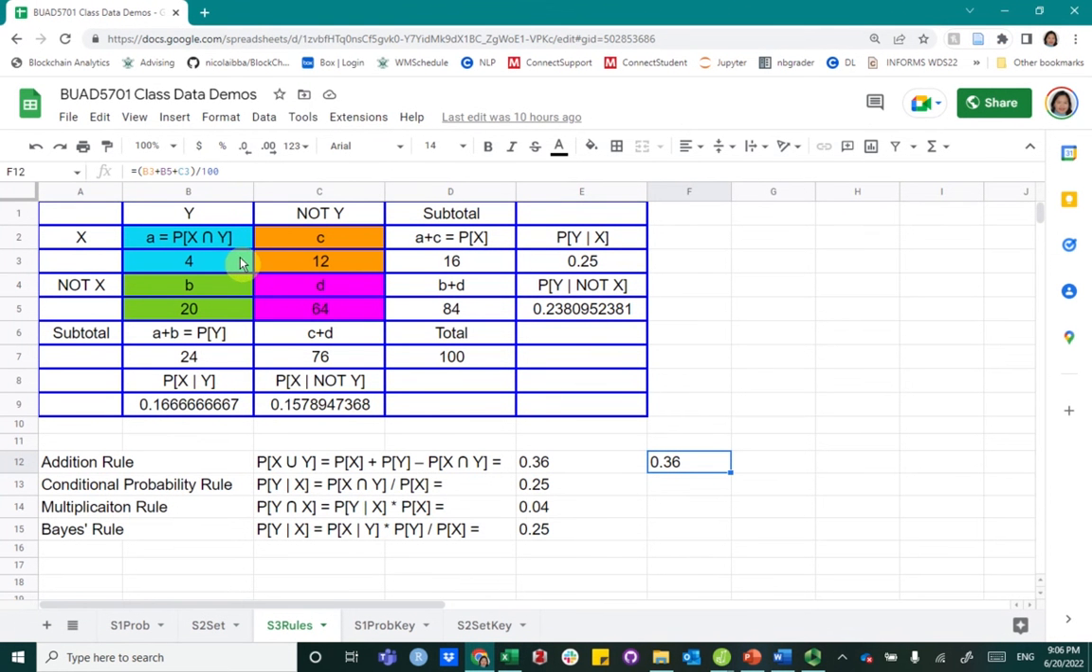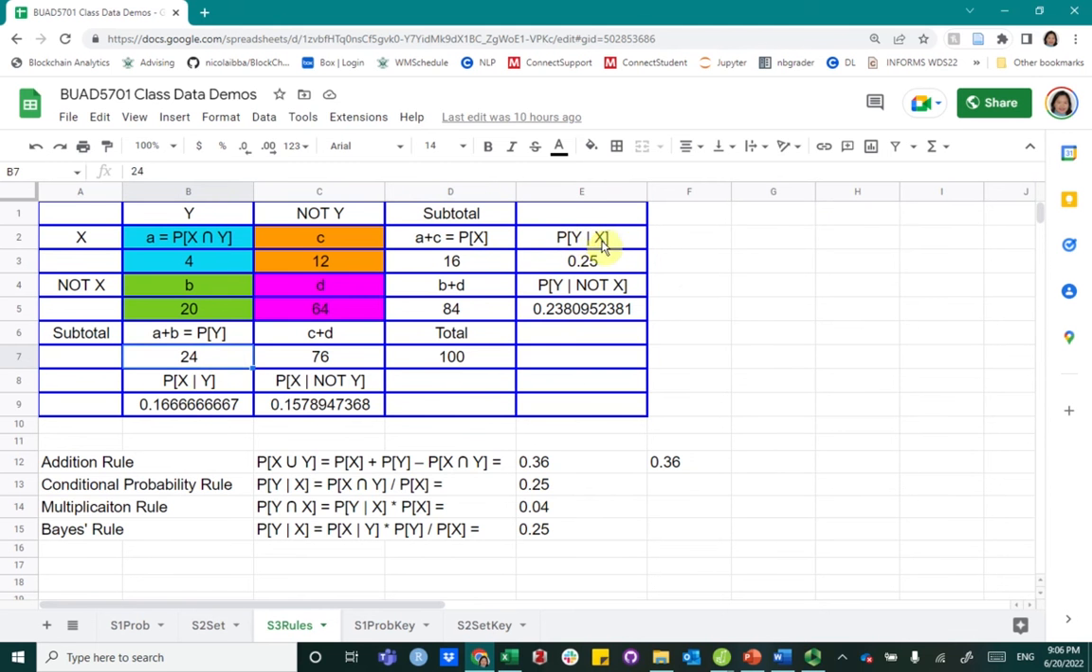So this is a table that you've seen last week. You see A, B, C, and D, and these are the probabilities for X, not X, Y, not Y. You will see the intersection of X and Y happens to be A. So it's the probability of both X and Y together. You can also see the probability of Y is the entire column of Y. The probability of X is the entire row of X right here, 16, 24.